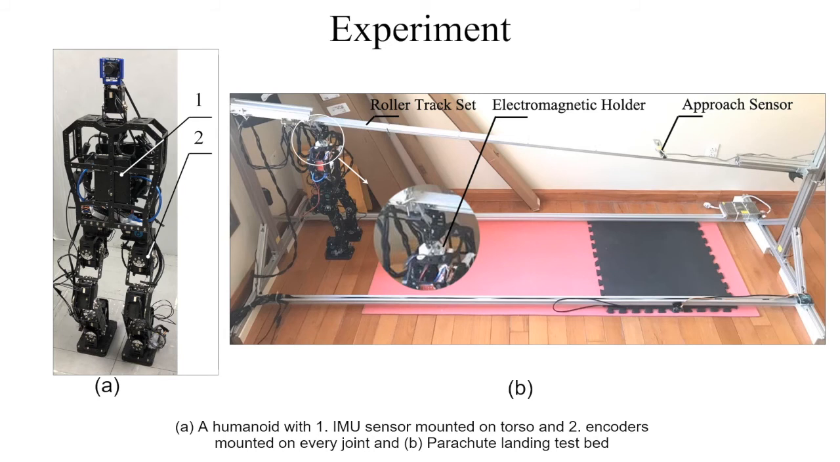Next, we build a test bed by following the paratrooper training device. The test bed consists of a roller track set, electromagnetic holder, and approach sensor. First, the robot slides down from the left and accelerates to a certain speed. When it reaches the approach sensor, the electromagnetic holder will release the robot. In the next slide, we have a video to demonstrate this process.